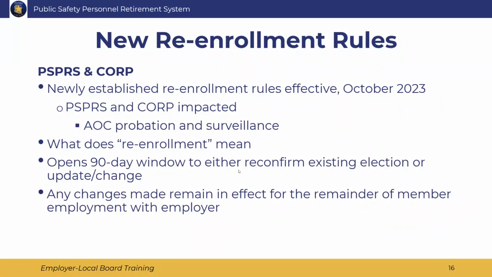And what does re-enrollment mean? Basically, it opens a 90-day window to either reconfirm existing elections for a member that has been in the system and has moved to a new employer, or it allows them to change it. So it depends on what they would like to do. Keep the same one, or they can change it. Now, any changes made will remain in effect for the remainder of that member's employment with that particular employer.